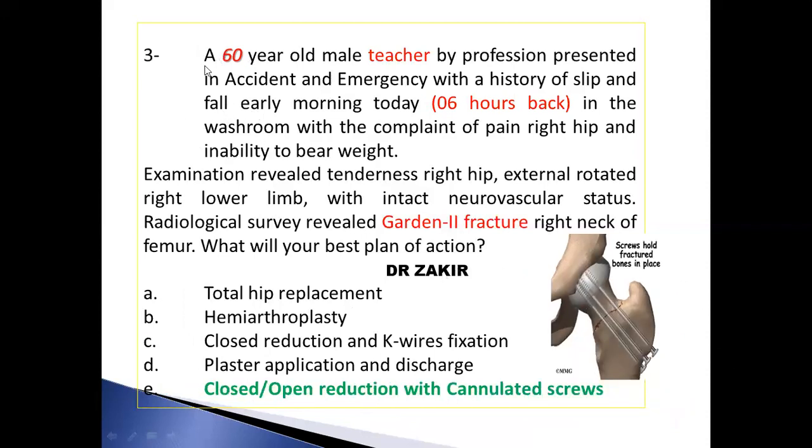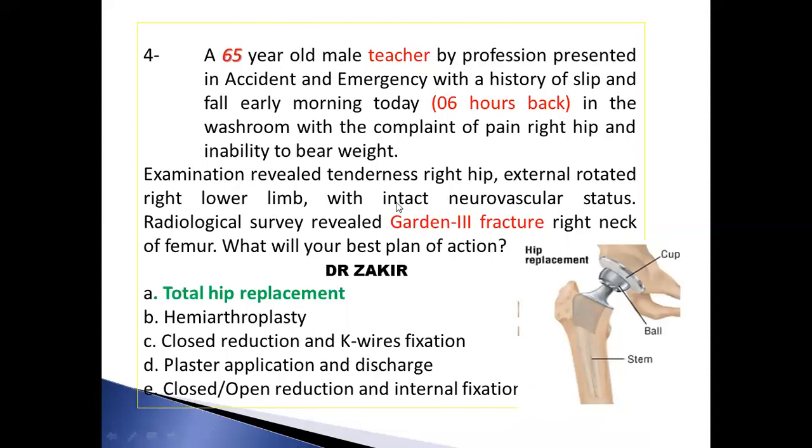So I just changed the age in the third scenario. We went for a 60-year-old male and we kept the same Garden type 2 fracture and kept all the options the same as scenario 1. In this scenario, see, the Garden type 2 is there, and the 60-year-old patient is active and mobile. So we have to give a chance of fixation. So we'll go for closed versus open reduction with cannulated screws.